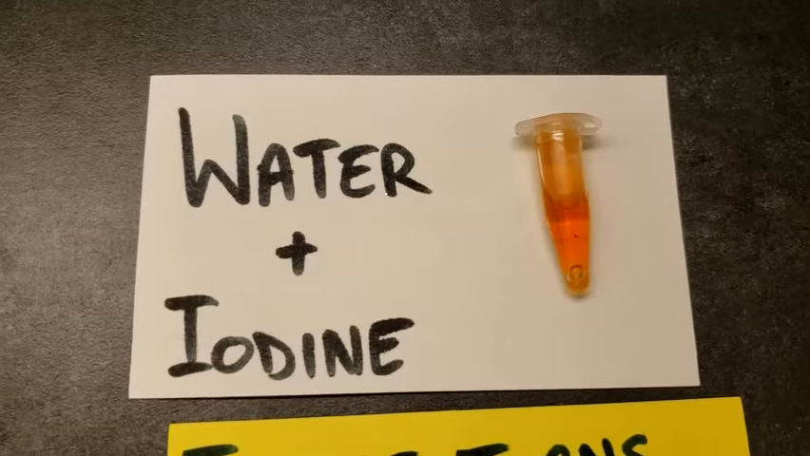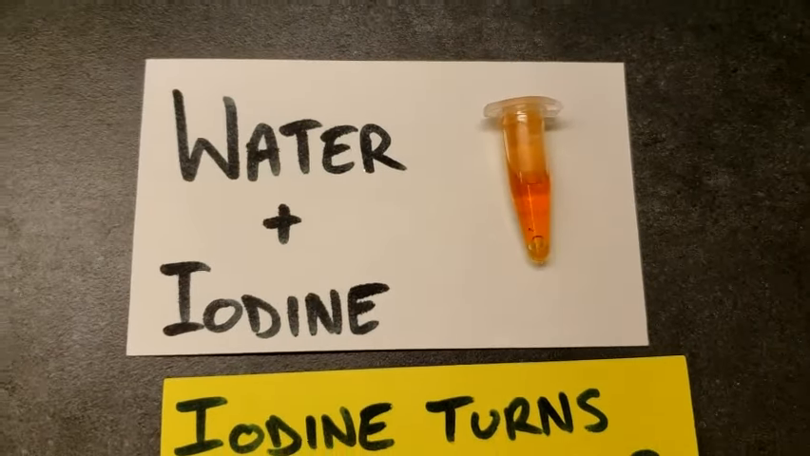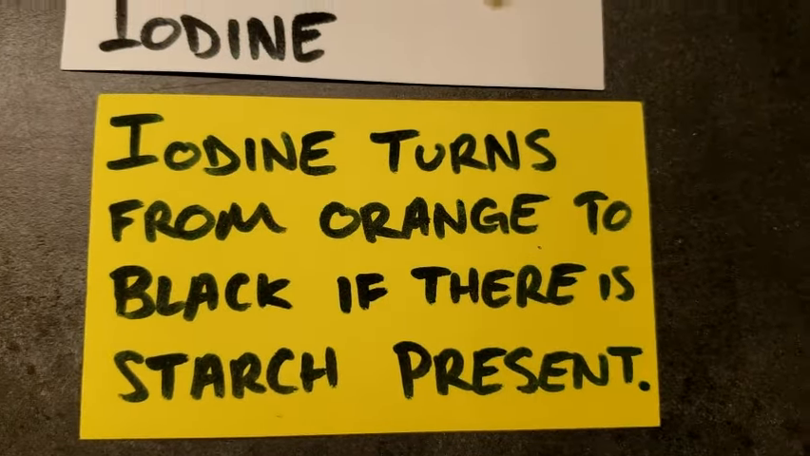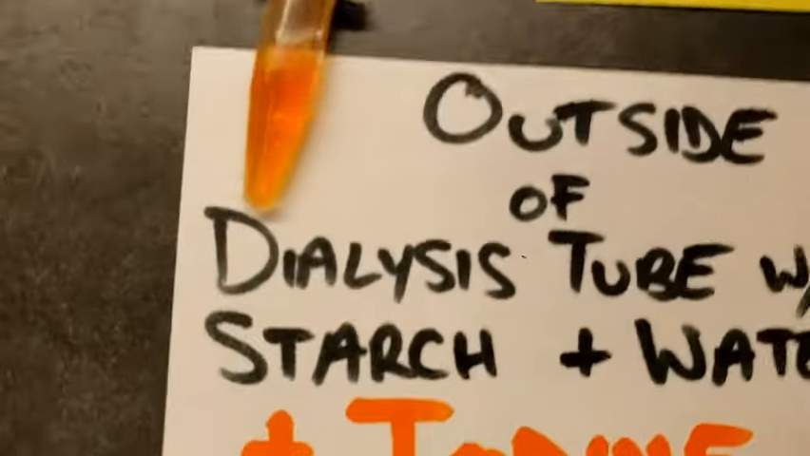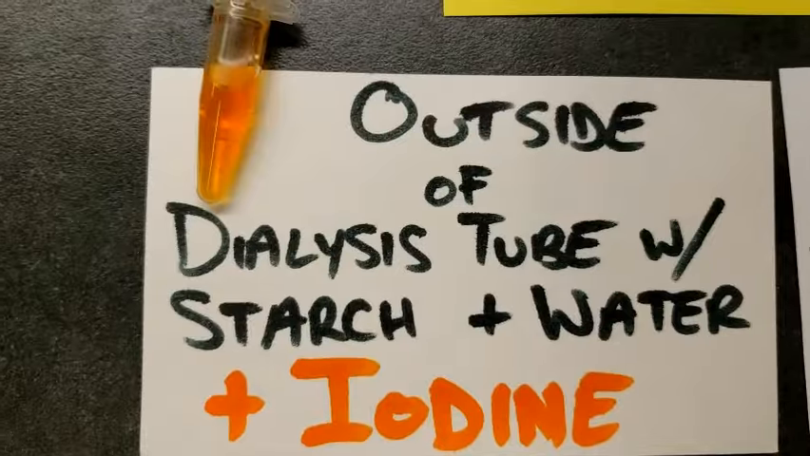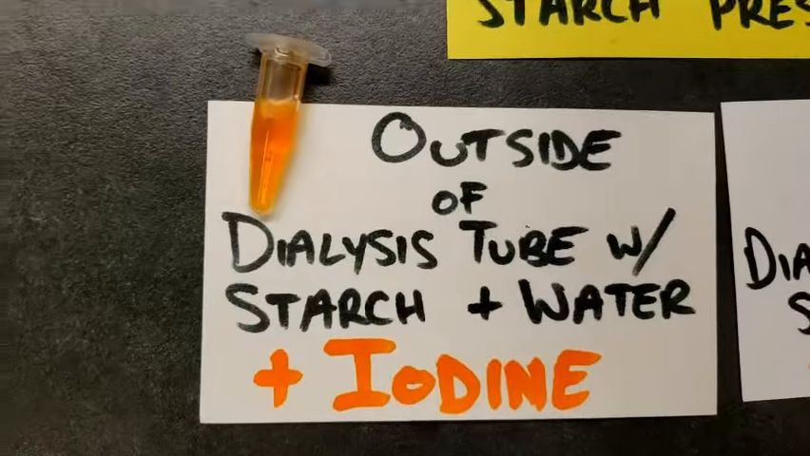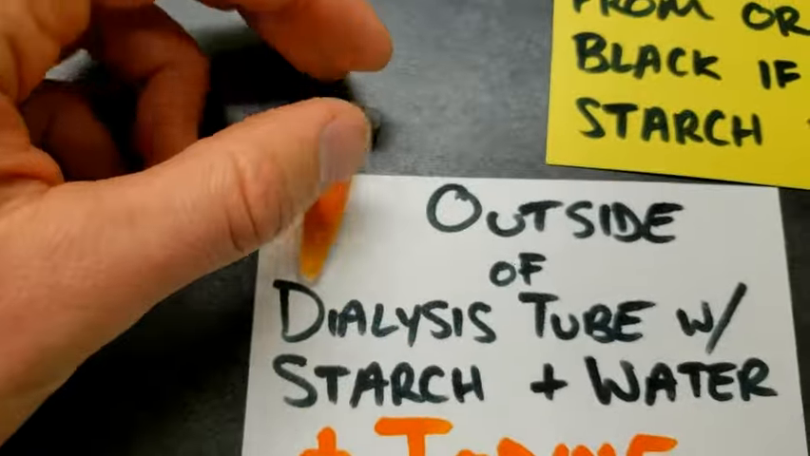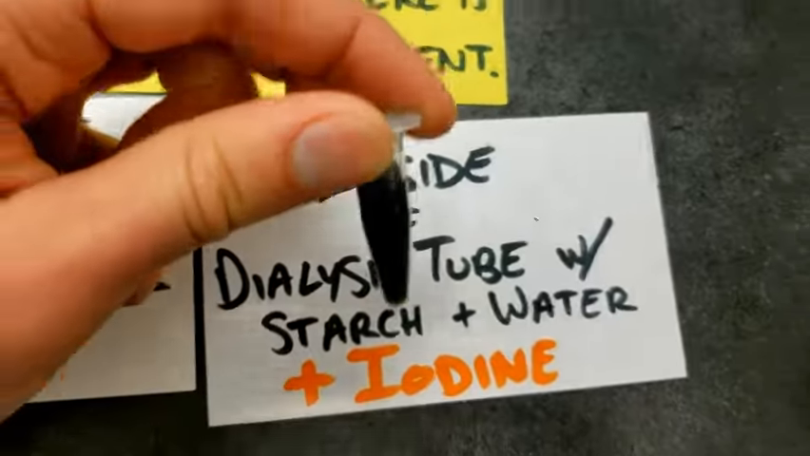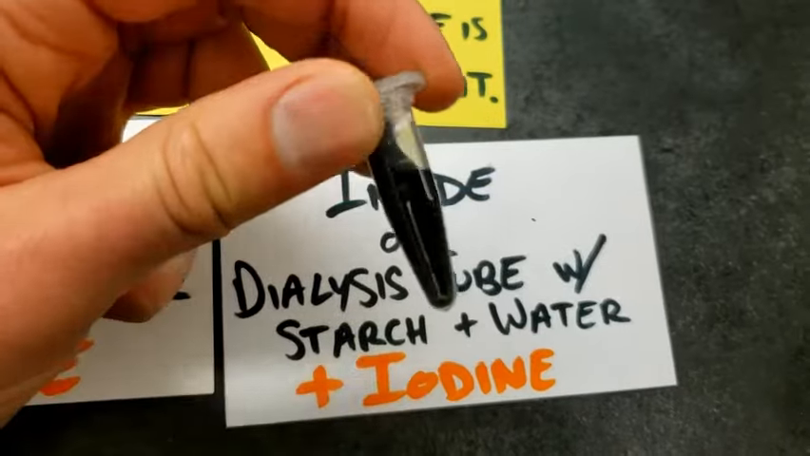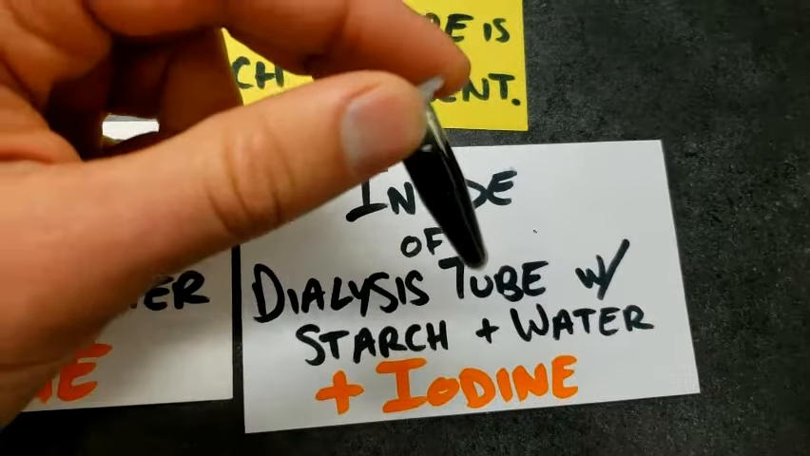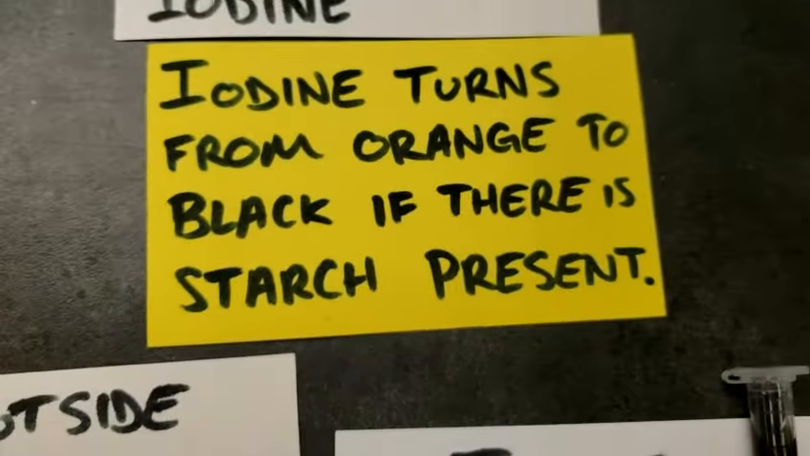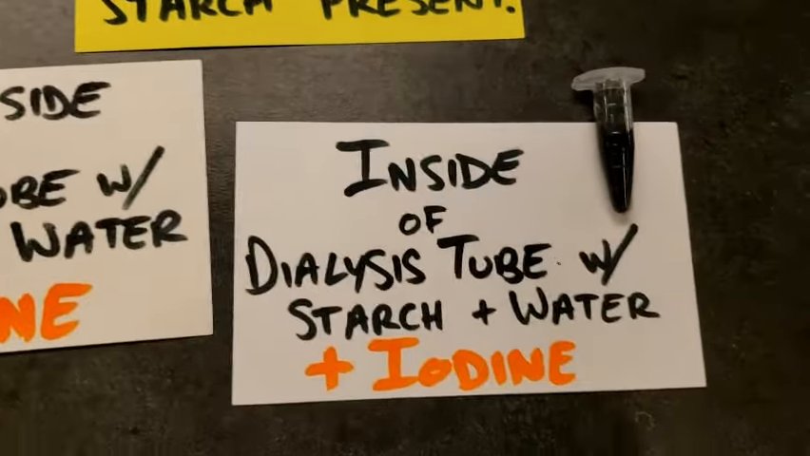Iodine plus water, just regular pure water, is that nice burnt orange color. And we know that iodine can turn from orange to black if there is starch present. So on the outside of the dialysis tube, the one that had starch on the inside and water, this is what it looked like when I took a sample of the water outside of the dialysis tubing. But now check this out. Iodine is indicating that there is absolutely starch present on the inside of the dialysis tube. That's why it turned to black, because iodine turns from orange to black if there is starch present.